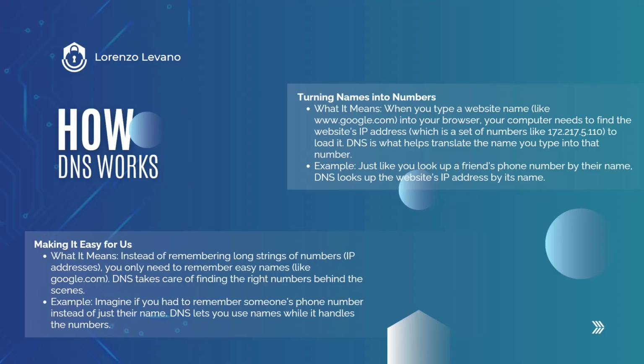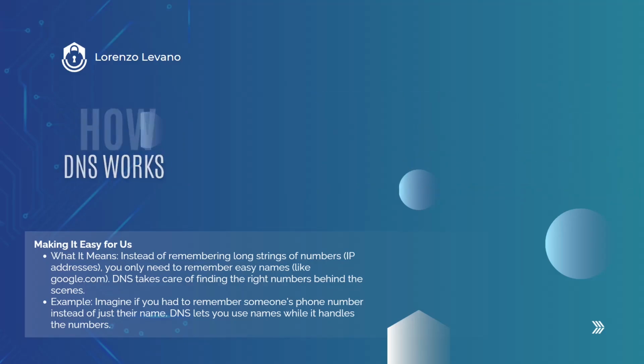So, this makes it easier for us, because instead of remembering long strings of numbers, which are the IP addresses, you only need to remember names, like google.com. DNS takes care of finding the right numbers behind the scenes. Imagine if you had to remember someone's phone number instead of just their name. So DNS lets you use names while it handles the numbers.